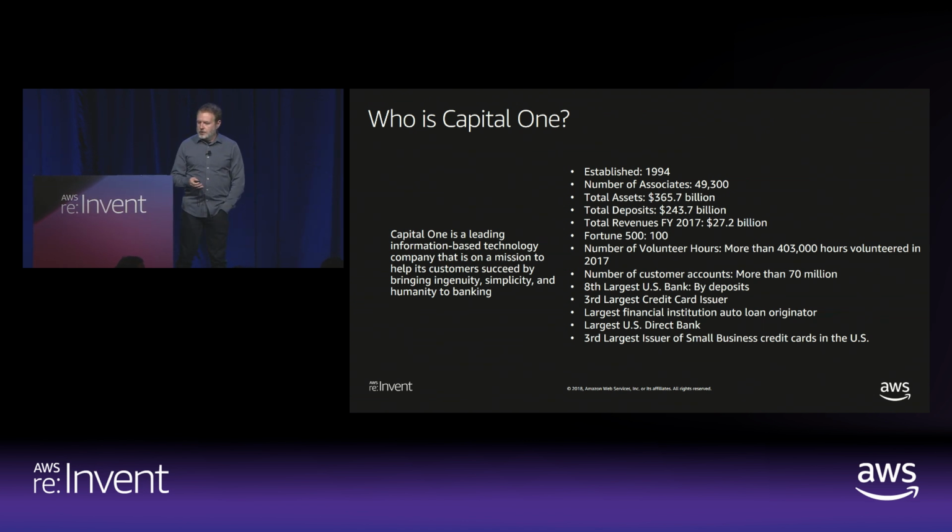So who is Capital One? We're really a tech company that happens to be a bank. We started out as a credit card company, and over the years, we've gotten pretty good at using data. We pioneered that in the credit card industry, which seems like old hat now, but we were the first ones to do that in the mid-90s. But here's some stats. We've got about 50,000 associates, 27 billion in revenues, Fortune 100 company.